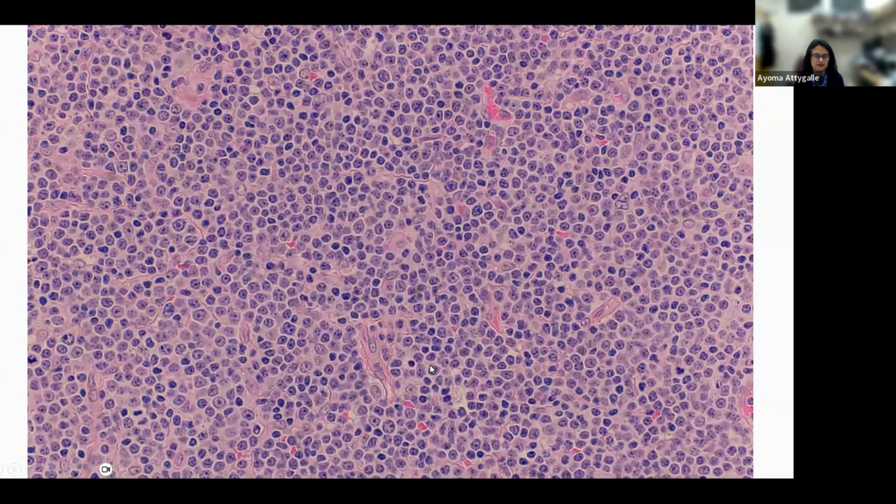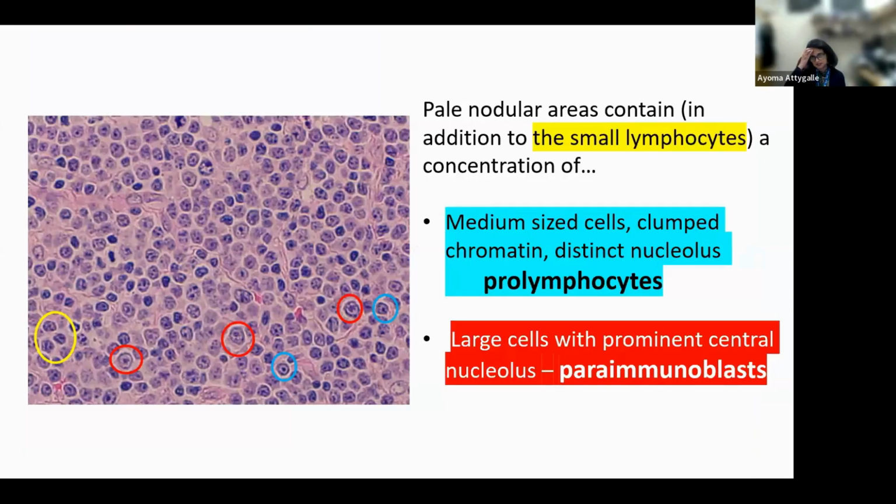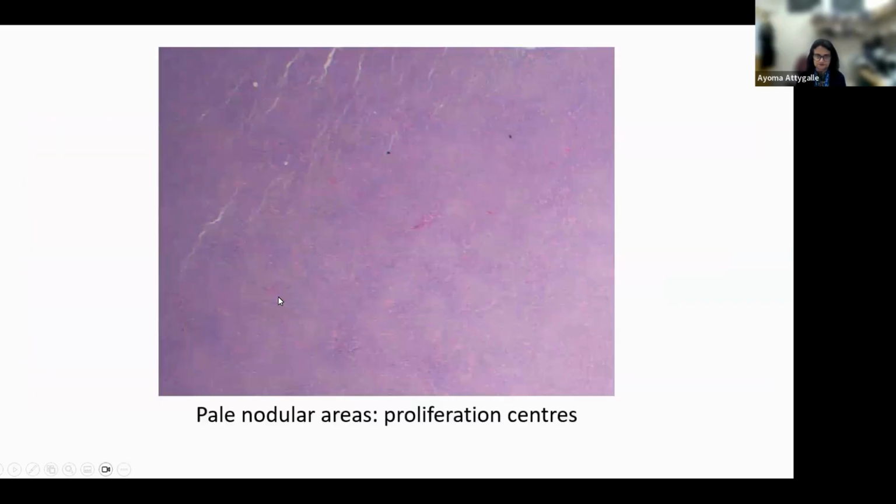And if you look at the paler areas, there is an increase in both the medium-sized and the larger nucleolated cells. So these pale nodule areas, in addition to the small lymphocytes that you are seeing, which I have highlighted here in yellow, you're also seeing medium-sized lymphocytes with a central nucleolus. So this is a prolymphocyte, and also large cells scattered, which have prominent central nucleoli, and these are paraimmunoblasts. So these paler nodule areas are proliferation centers.